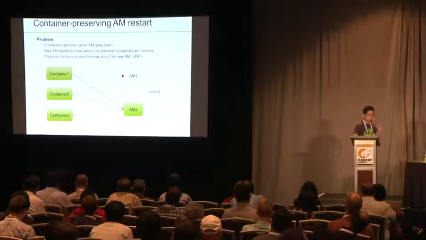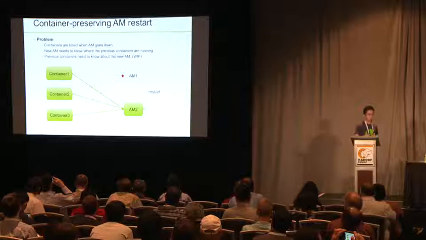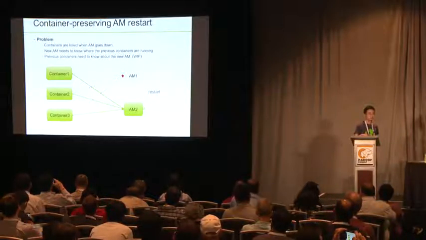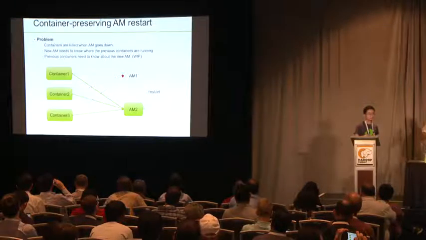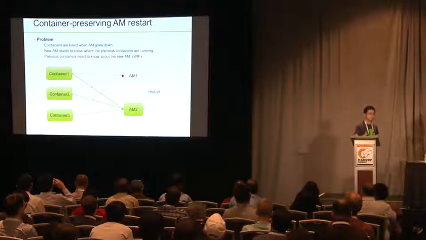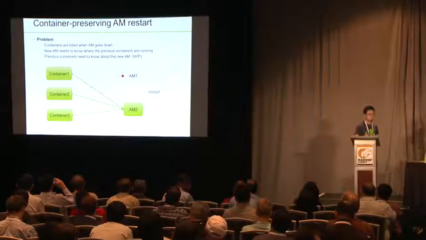This is still work in progress. It's about container-preserving AM recovery. Basically, in past releases, when the AM shut down, those containers that belonged to this application would just be killed along with the AM. But now we give an option for the AM: we give a functionality so that those containers belonging to the previous failed AM will not be killed.